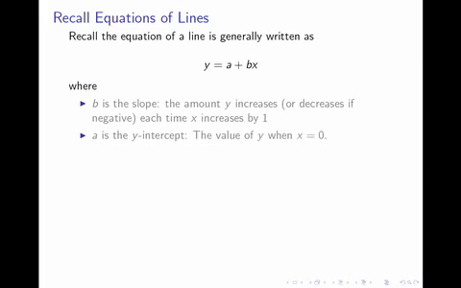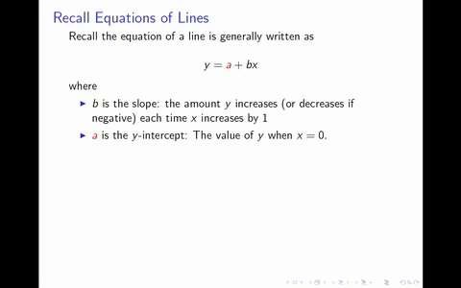Before we can return to those topics, I need to remind you a little bit about how equations of lines work. So remember, we generally write the equation of a line as y equals a plus bx, where b, which is the coefficient of x, is the slope. Geometrically, it's the amount y increases, or decreases, if it's negative, each time x increases by 1. And a is the y-intercept, which is the value of y when x is 0.